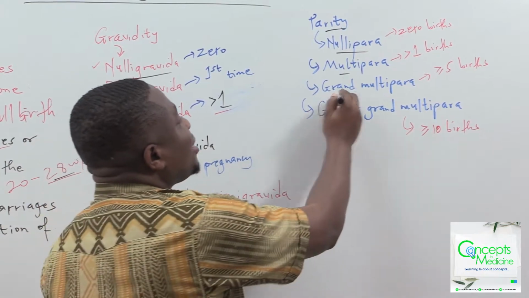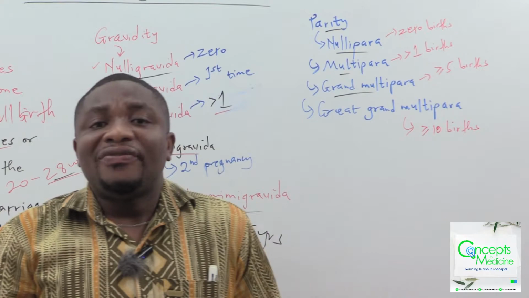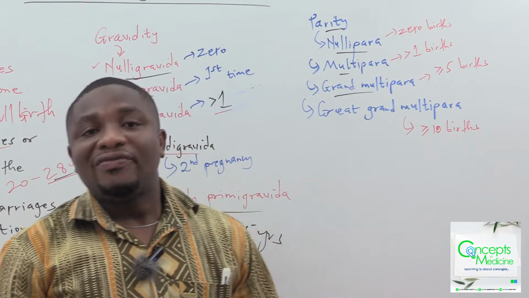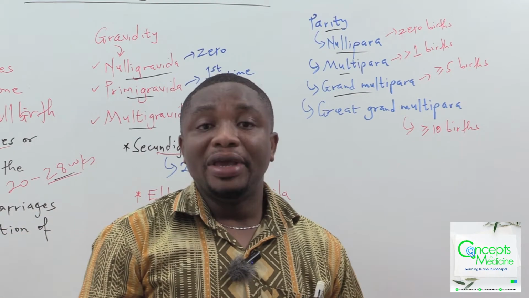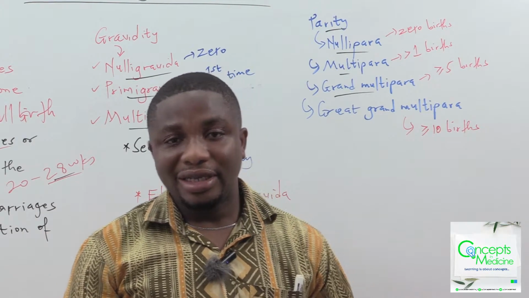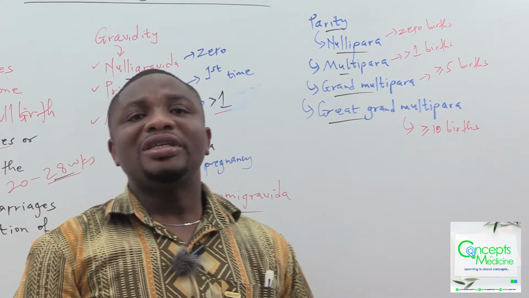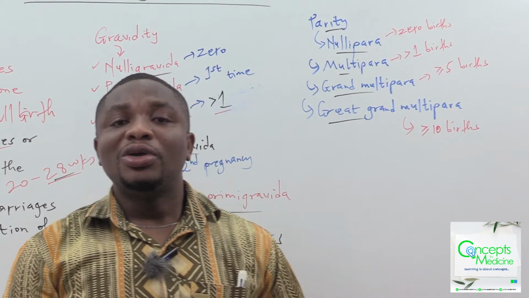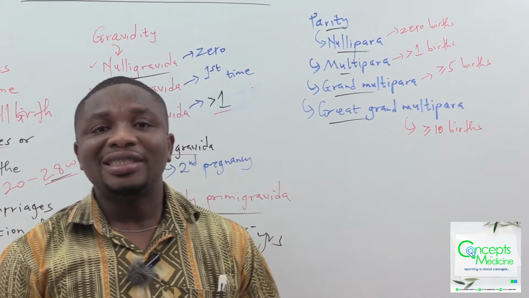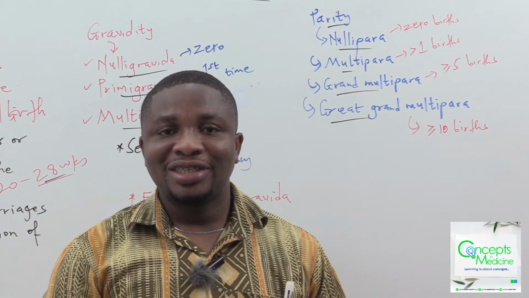Then the next one is grand multipara. When we say grand multipara, it means you've delivered 5 times or more beyond the viability age, meaning you are having 5 or more births beyond the viability age. Then we'll say that is a grand multipara. Then the next one is what we call the great grand multipara. When we say great grand multipara, it simply means you've delivered 10 or more times beyond the viability age, or you have had 10 or more births beyond the viability age.